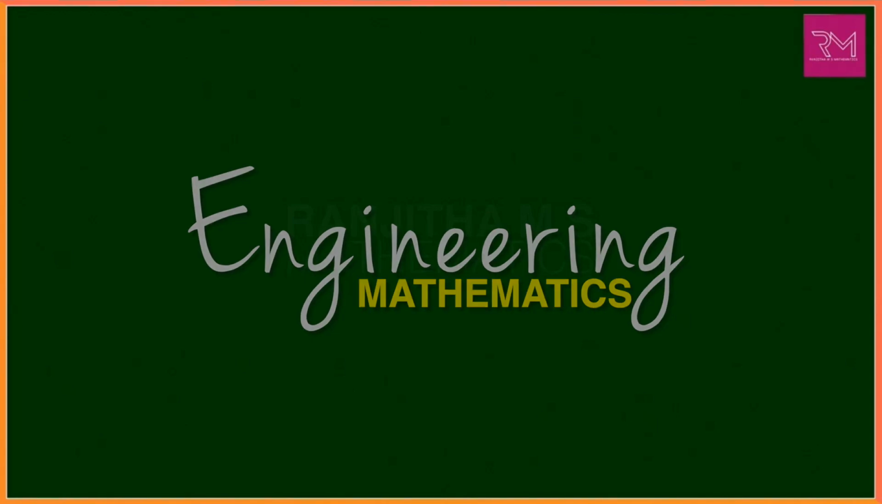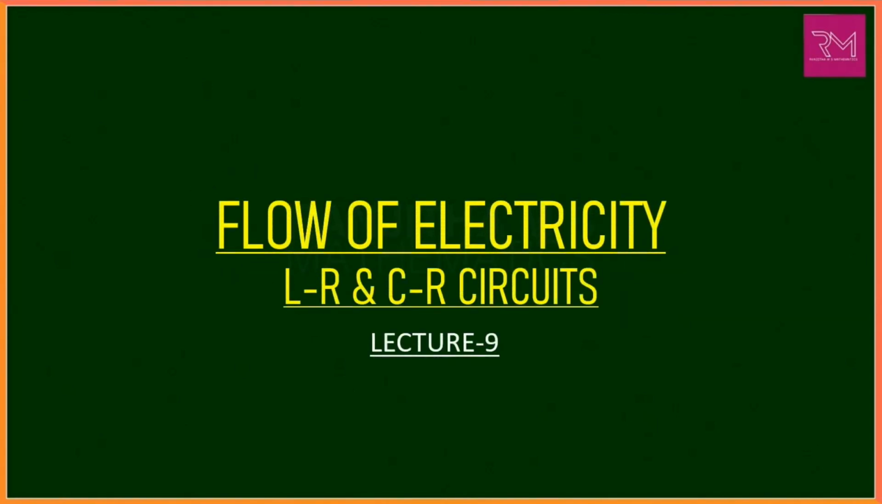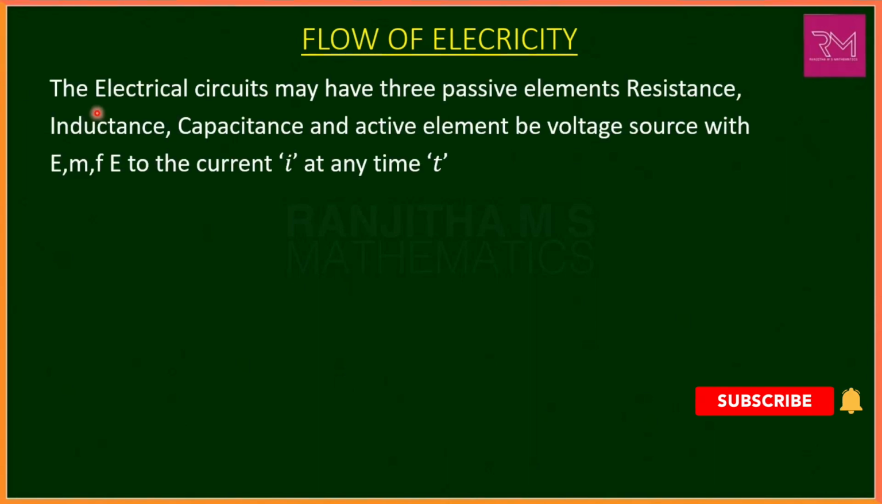In this video, we are going to study the flow of electricity in LR and CR circuits. To understand this concept, we have to remember some basic things. Electrical circuits may have three passive elements: resistance, inductance, capacitance, and an active element, a voltage source with EMF E, to the current I at any time t.